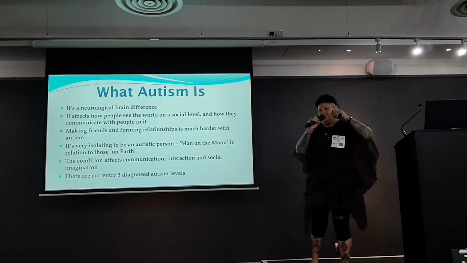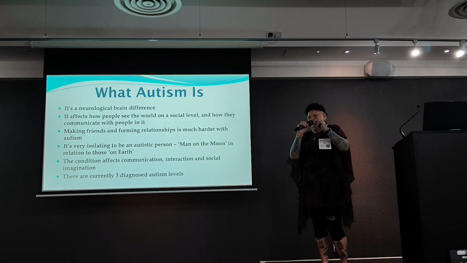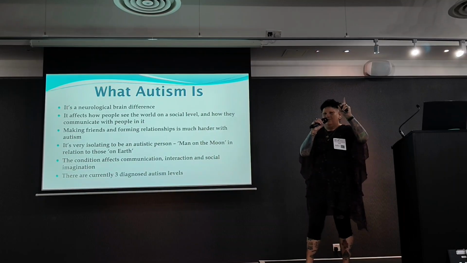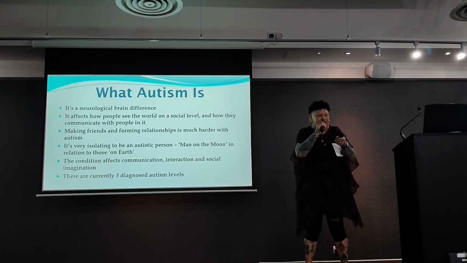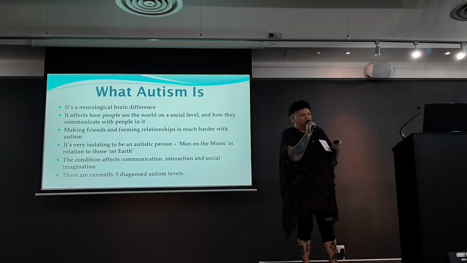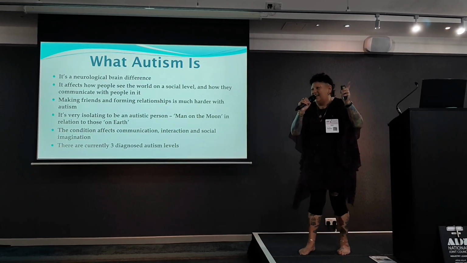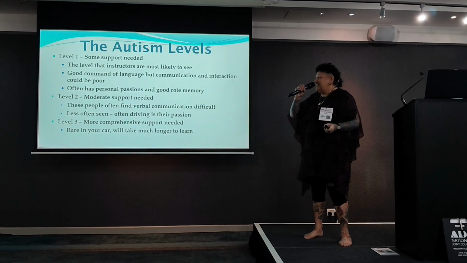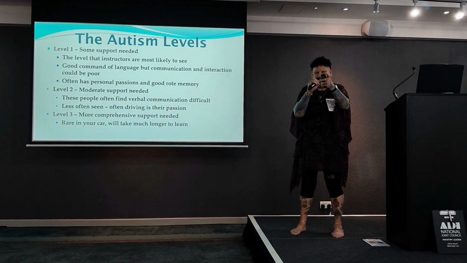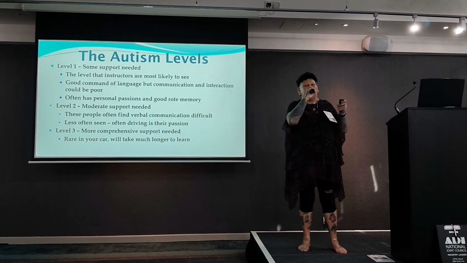You'll learn about the three different levels of autism. The higher the level number, the less they want to integrate with the world. The level ones will want to integrate more. They're the ones you're going to see, because they view the world as a way to interact with people, thinking, if I learn to drive, I can be like everybody else. They want to be part of the world, of course they do. So, the three levels: level one needs some support. It's very important that they get some support. This is the level instructors are most likely to see.